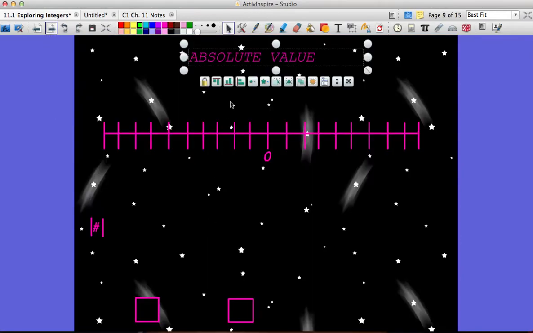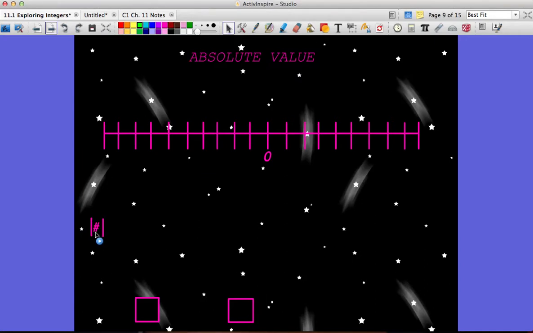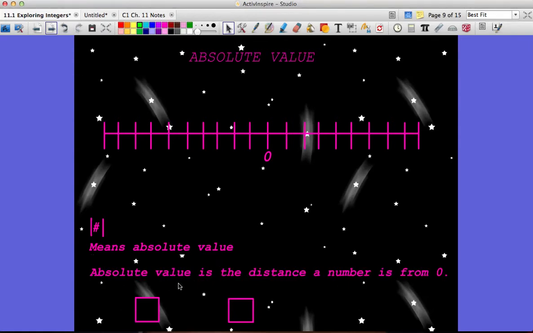Absolute value. This symbol, a number inside 2 straight lines like this, means we're looking for the absolute value. The absolute value is the distance a number is from 0. So in your vocabulary, make sure to put down your definition. And as an example, you can write down the 2 lines and put any number, positive or negative, in between those 2 lines.